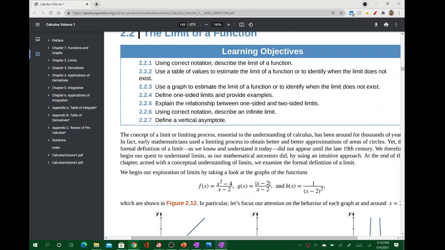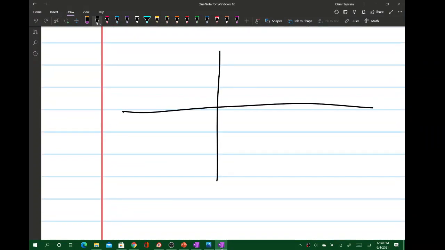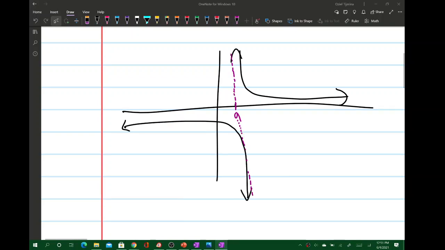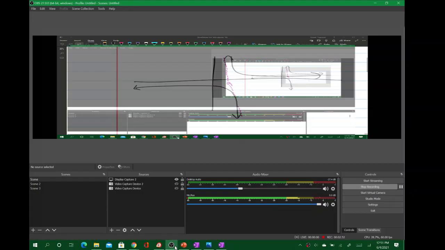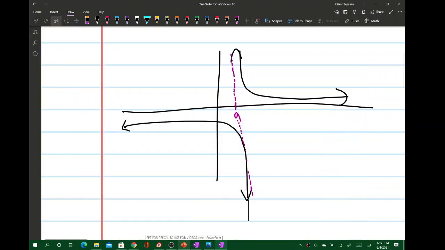We know what a vertical asymptote is, right? A vertical asymptote is just when you have a rational function and basically you're doing so. And no, this isn't drawn to scale. This is what a vertical asymptote is, at x equals a.